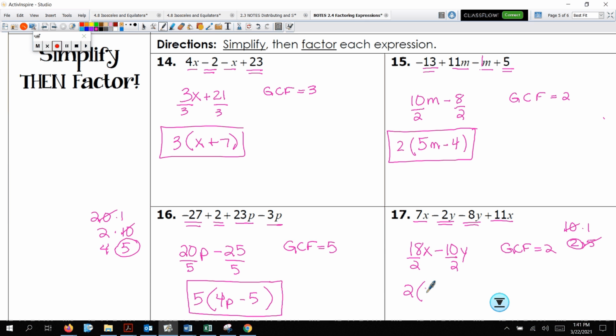Put your 2 out front. 18 divided by 2 is 9. Don't forget your variable. You have that minus sign here, it didn't change. 10 divided by 2 is 5, and then don't forget your variable again. This one has multiple variables. Okay, great. All right, so I'm going to do 2 more examples, and then I'm going to let you guys finish the last 2 here.